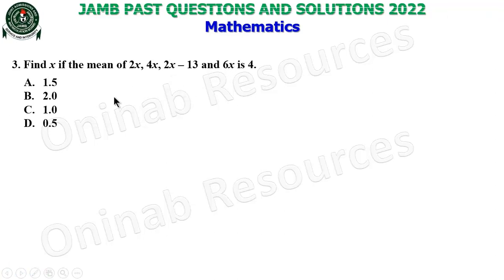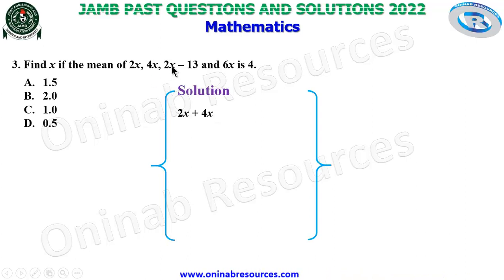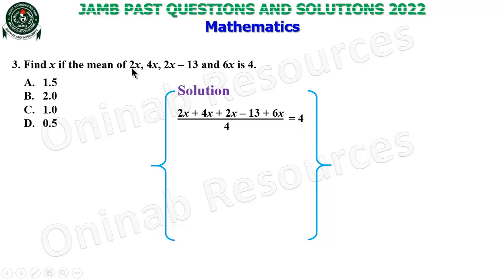We divide by 4, so that in our solution now we have 2x plus 4x plus 2x minus 13 plus 6x divided by 4 is equal to 4. It is not because of this 4, because we have 4 items, 1, 2, 3, 4. That's why we are dividing by this 4. It is not because of this 4, because this 4 is the mean. So adding up 6, 8, and then we have 14x minus 13 over 4 is equal to 4.